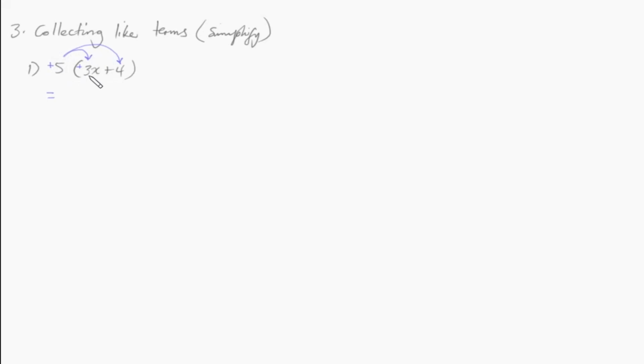So positive 5 times positive 3x is going to be positive 15x. Positive 5 times positive 4 is going to be positive 20, because positive by positive is positive. Now, there are two terms here, but these are variables of x, and this is just a constant. So there is nothing else you can do about this. These two terms are distinct. Then you leave it like this. It's simplified. Let's look at this one.